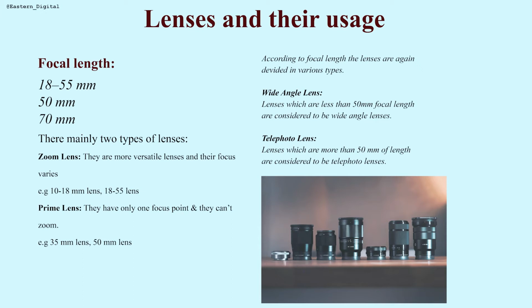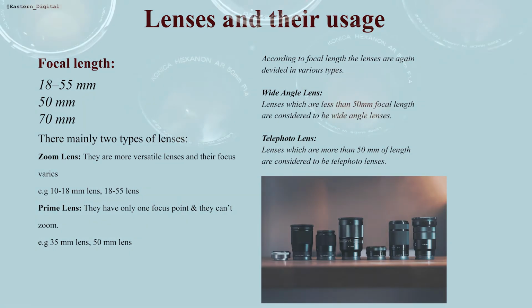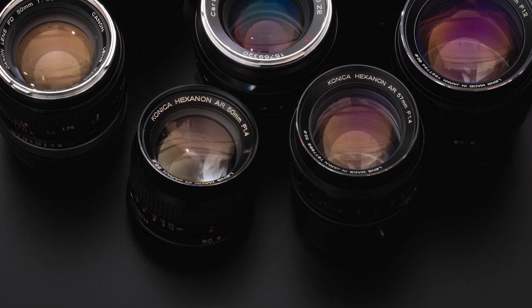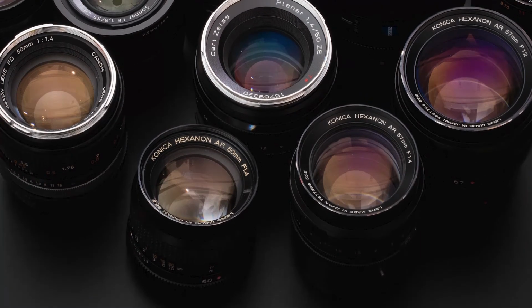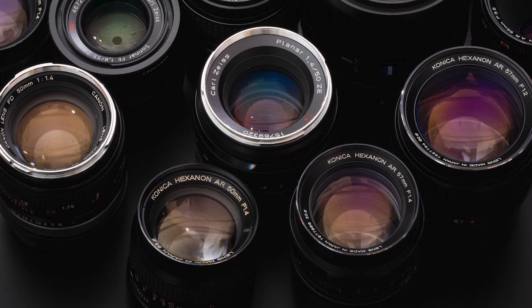But if you take an example such as a 10 to 18 mm or a 10 mm lens, then it will be called a wide angle lens. It will cover much more area. 10 to 18 mm lens, 35 mm lens, all these are called wide angle lenses because the focal length is less than 50 mm.